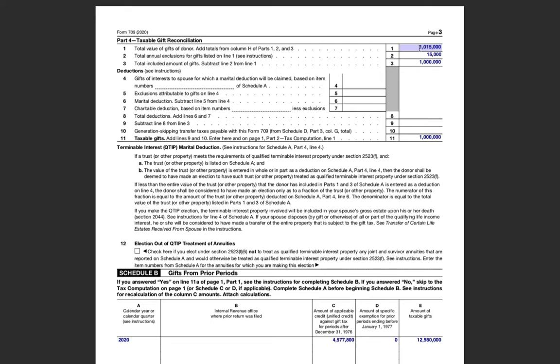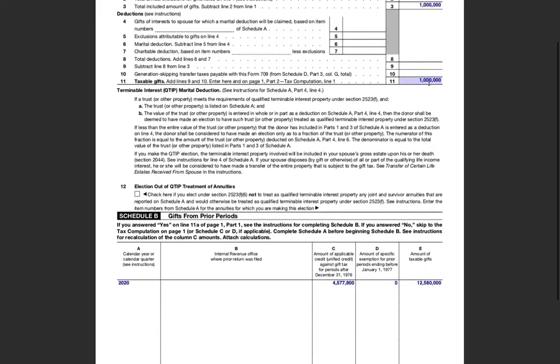This is the total gift, $1,015,000. They say minus all the deductions. The annual exclusion is $15,000, which gives you $1 million taxable gift. Then you deduct any other deductions. We don't have any other deduction, so eventually you get the taxable gift amount. So that's for line 1.